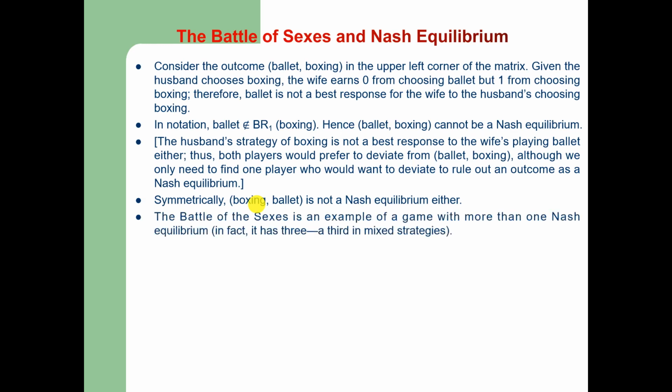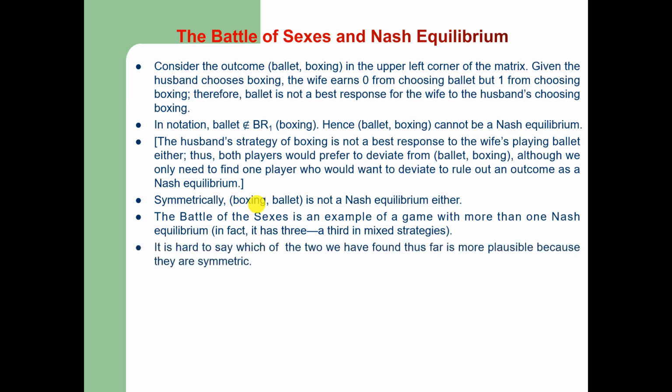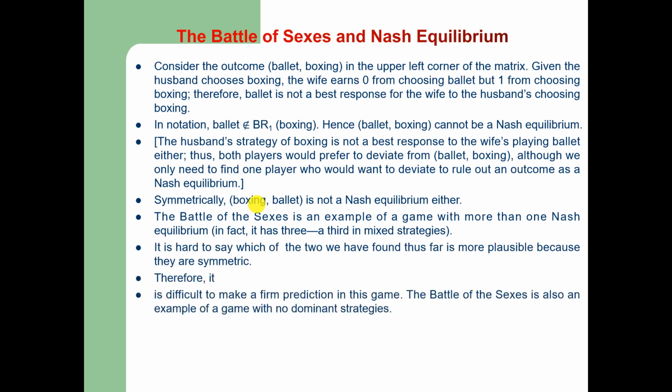So the battle of the sexes is an example of a game with more than one Nash equilibrium. In fact, it has three Nash equilibria. The third one is in mixed strategies. We will explain that later on. It is hard to say which of the two found thus far is more plausible, because they are symmetric. Therefore, it is hard to make a firm prediction for this game. The battle of the sexes is also an example of a game with no dominant strategies. A player prefers to play ballet if the other player plays ballet, and boxing if the other plays boxing.